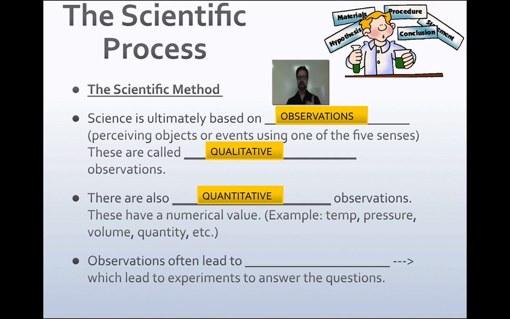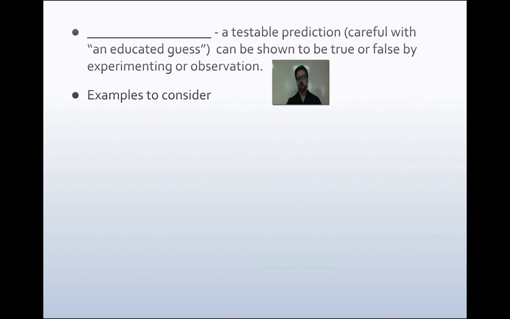So I've just made my observations qualitatively through my eyes, and that led to a question. Why do they do that? That is the beginning of any scientific endeavor that you wish to undertake. You're going to observe something, and then ask a question about it. The next thing you're going to do is come up with a testable prediction called a hypothesis.